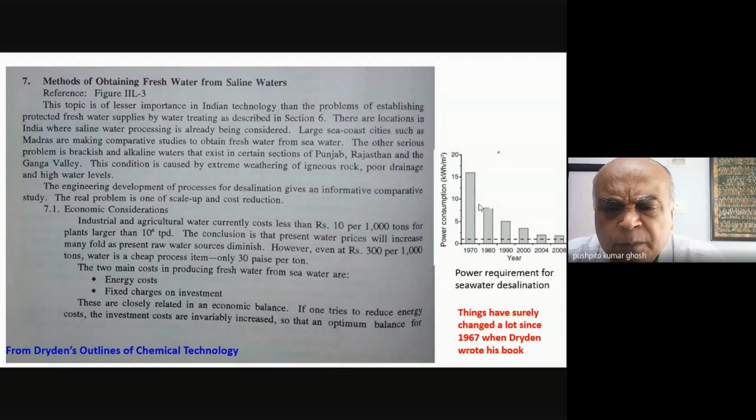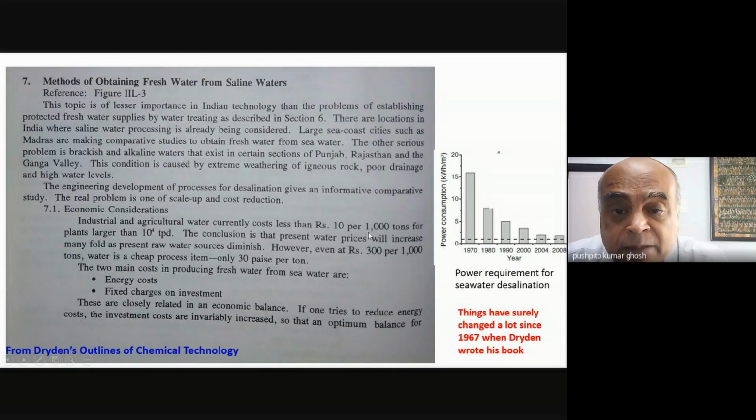At some point, we became callous in everything, and we kind of lost our competitive advantage in many things. So what happened was that at that time, I'm just showing you the figure around the time that Dryden wrote the book, desalination typically consumed something like 15 to 16 kilowatt hour per meter cube of fresh water that you get from seawater. On the other hand, look at the price of water at that time, what he's talking about.